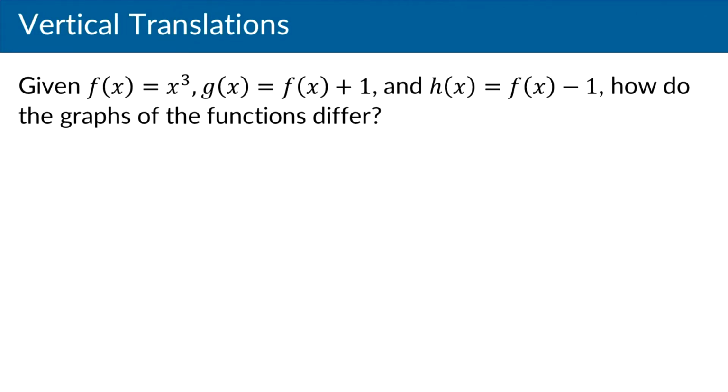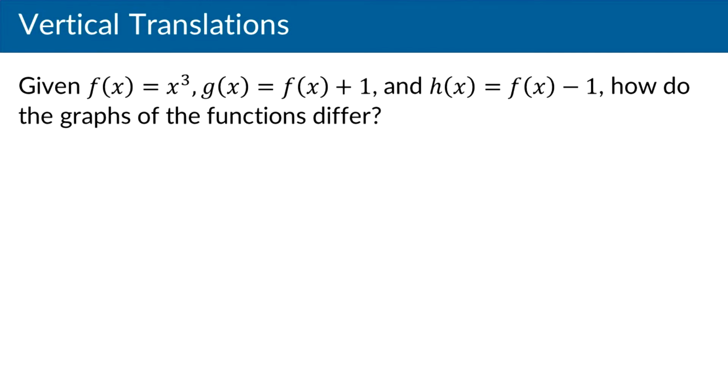And so now we're going to look at some vertical translations. So I've given you 3 functions again. We have f of x is equal to x cubed, and then g of x is going to be equal to f of x plus 1, and h of x is f of x minus 1. And so like with our vertical dilations, even though transformations are defined based on some initial function, I'm still going to want to see what the equations are for g of x and h of x.